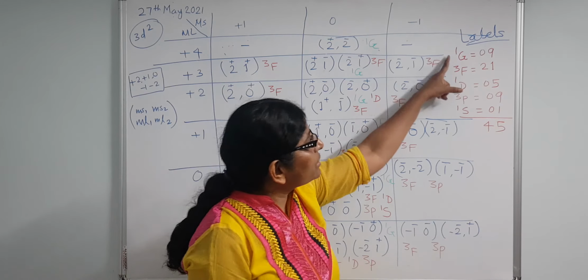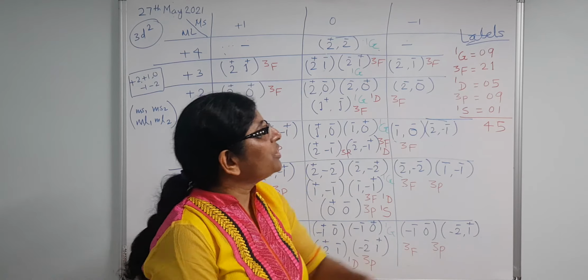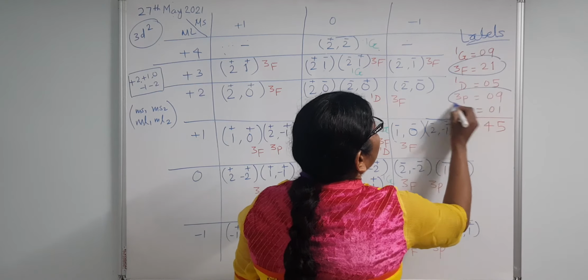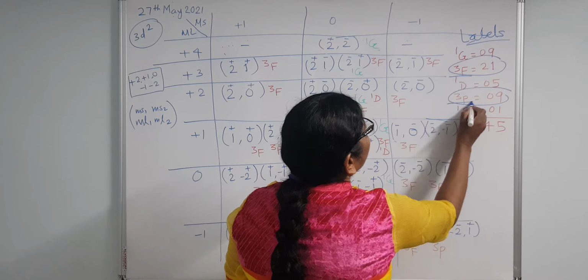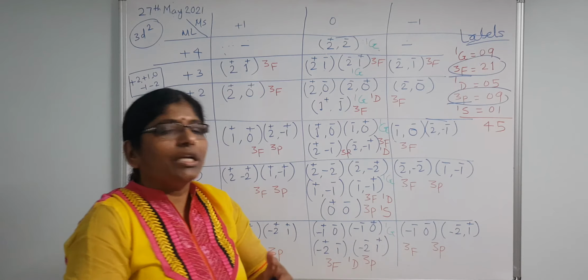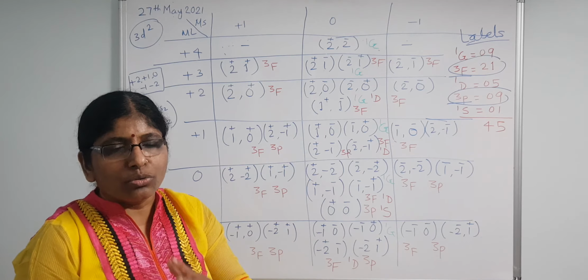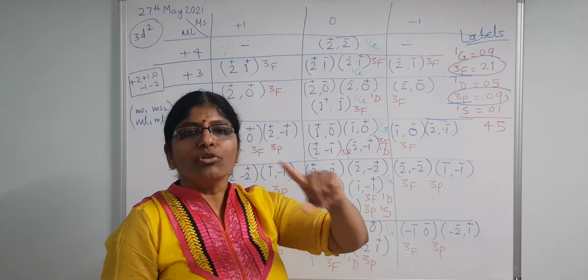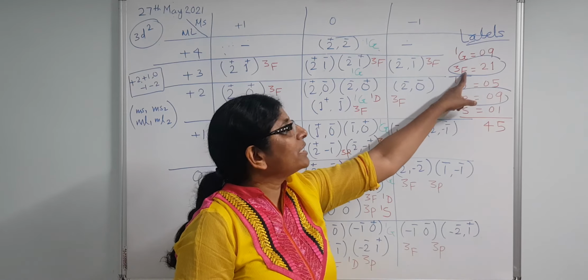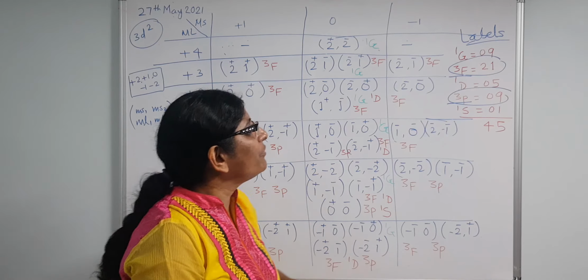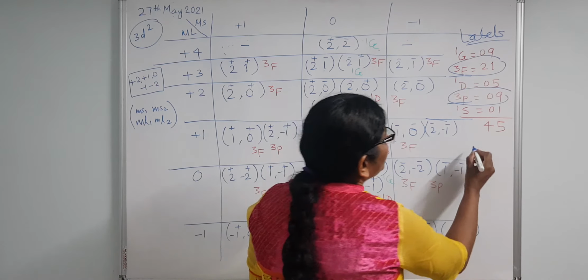So if you look at all these 5 RS terms, 2 times there is a maximum spin multiplicity. Once with this and second with this, 3F and 3P. Both are having 3 as the maximum spin multiplicity. But we cannot say that there are 2 ground state terms. We have to choose only one. So we have to follow the second rule, that is maximum orbital multiplicity, that is maximum L value. And therefore this 3F will come as the ground state term symbol.